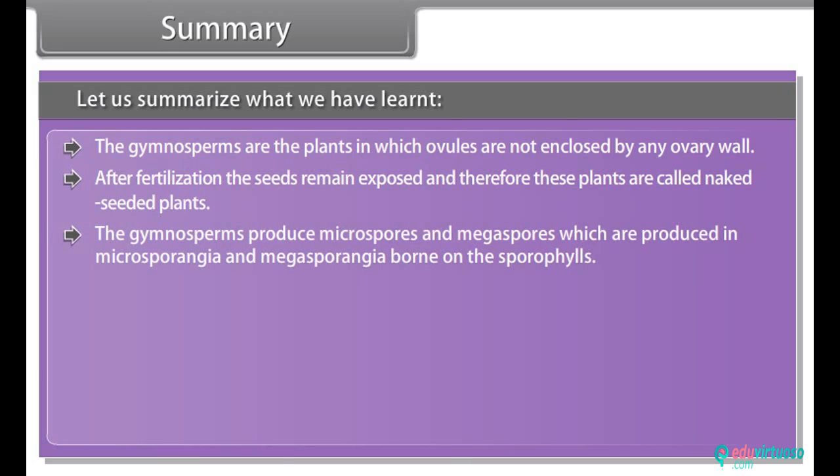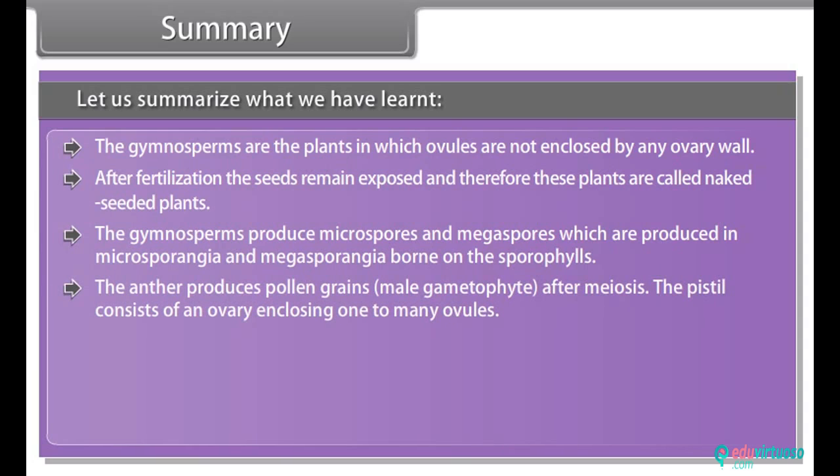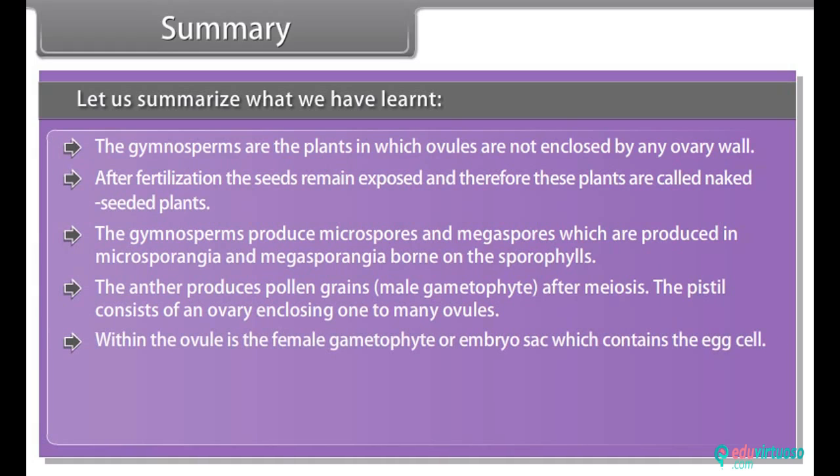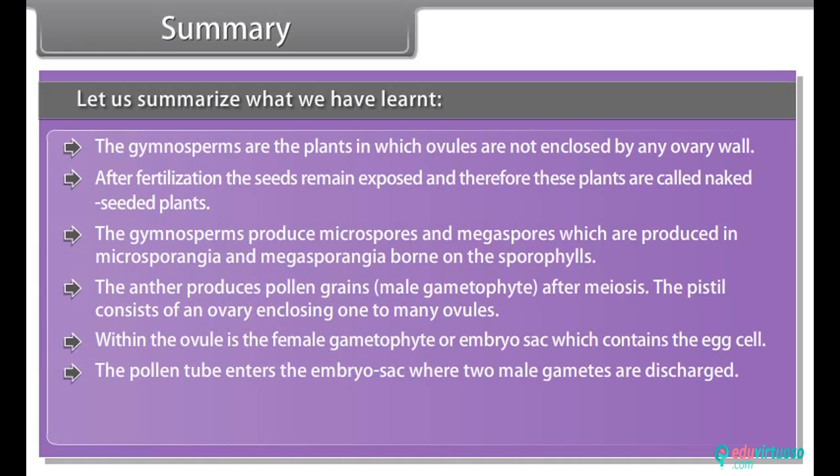The gymnosperms produce microspores and megaspores, which are produced in microsporangia and megasporangia borne on sporophylls. The anther produces pollen grains, male gametophyte, after meiosis. The pistil consists of an ovary enclosing one to many ovules. Within the ovule is the female gametophyte or embryo sac, which contains the egg cell. The pollen tube enters the embryo sac, where two male gametes are discharged.